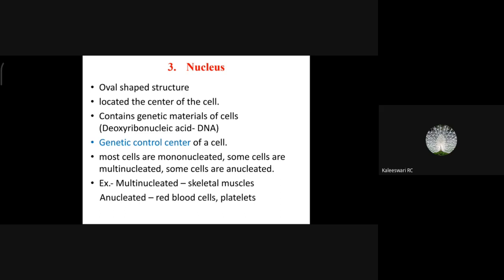It contains genetic material of the cell. Means DNA. We all know DNA. What is DNA? DNA is the genetic material of the cell. Means we get some characteristics of our parents, from our father, from our mother. We get some qualities of our father and mother, grandfather, grandmother. So this genetic material or these qualities are present in the form of DNA, and this DNA is present in the nucleus.